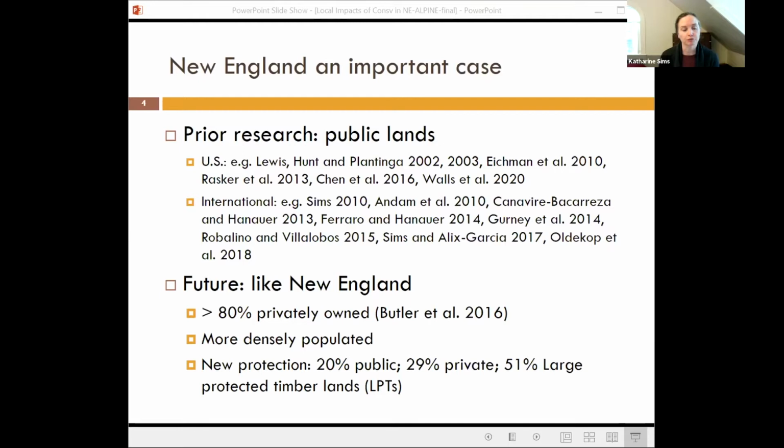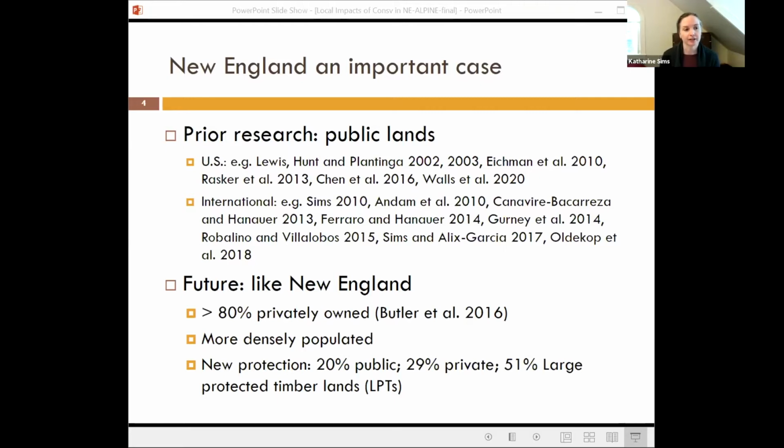So studies so far in the US have been mainly about large federal protected areas in sparsely populated areas. But the future of new land protection might look quite different. It's likely to involve smaller areas with more private protection and probably to happen in more densely settled areas, which makes New England, with its mixed mosaic of public and private land, a great test case.